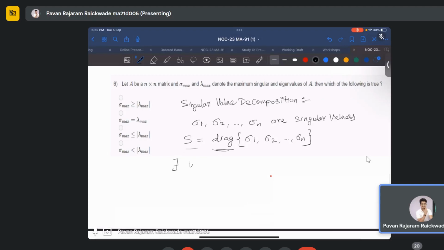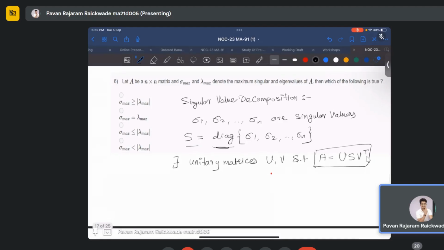Then there exist unitary, or maybe in the real case orthogonal, matrices. We'll say unitary. U, V such that A equals U S V transpose. Okay, this is a singular value decomposition.